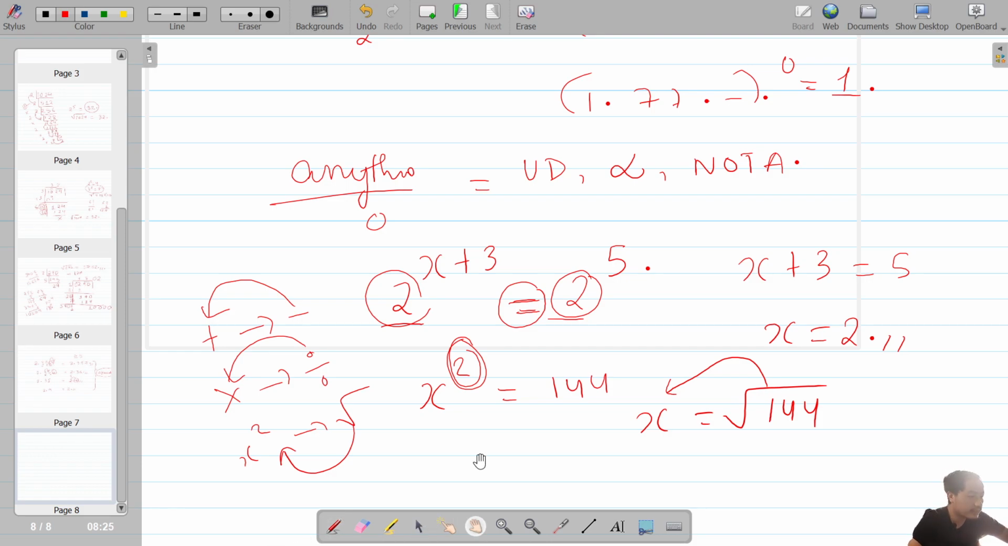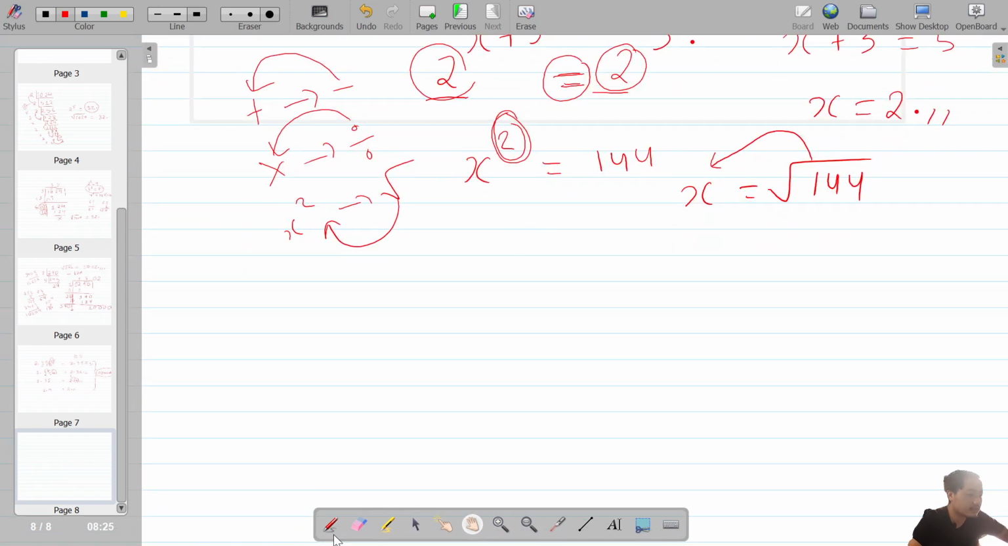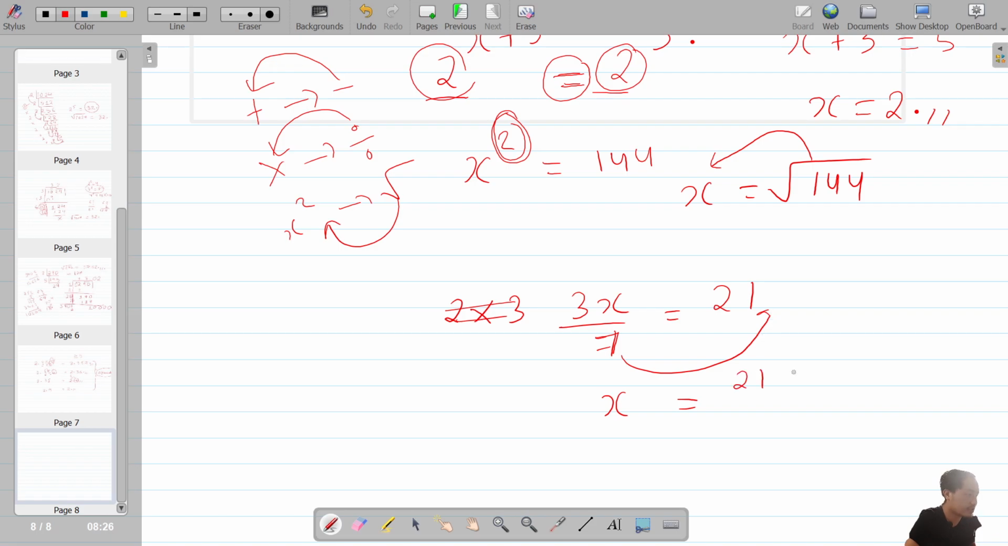Maybe I can give you an example of multiplication becoming division. Say 3x divided by 7 is equal to 21. I want to find the value of x. This is division. When it goes to the other side, it becomes 21 into 7. 3 7s are 21, 7 7s are 49.